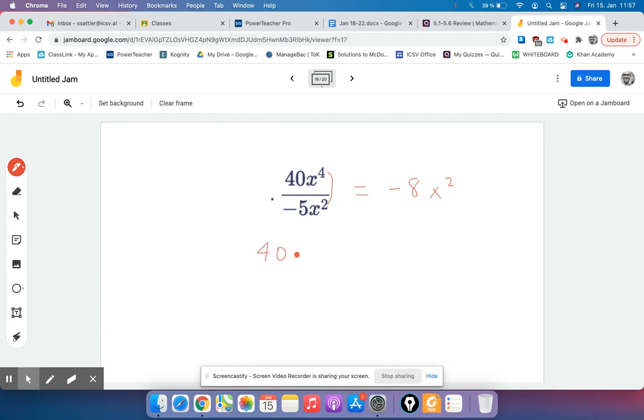Another way of looking at this is this really means 40 times x times x times x times x divided by negative 5 times x times x. And then we can get our canceling pen and cancel x with x, another x with another x. And so how many x's are left on top? There's 2. And when you multiply these together, you add the exponents. So that's why we end up with negative 8 times x squared.